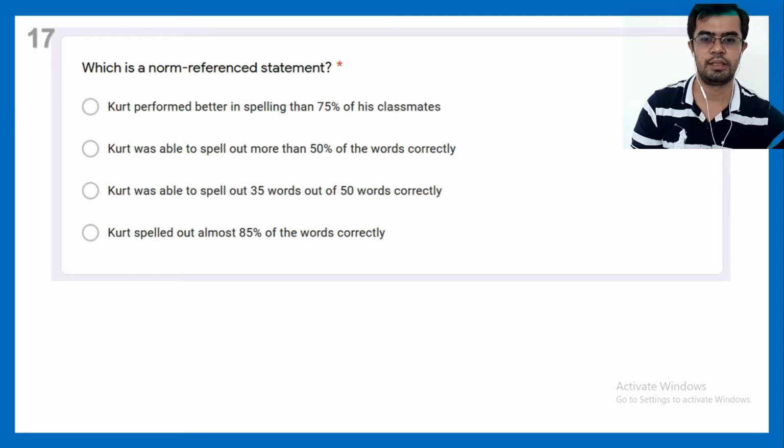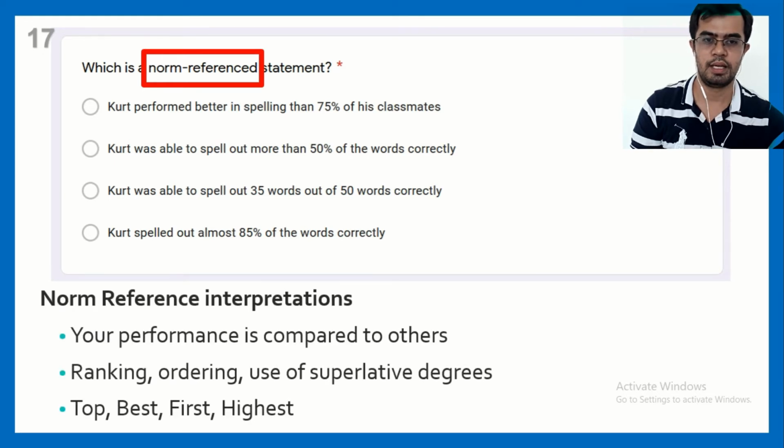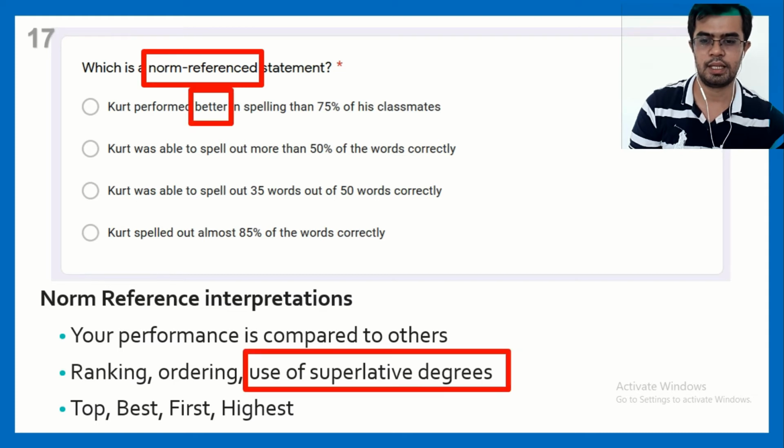Number 17. Which is a norm reference statement? Our keyword is norm reference. Let us recall that norm reference means your score or performance will be compared to others, and it involves ranking, ordering, or making use of superlative degrees. Examples might include top, best, first, and highest. Based on the options, our answer is letter A because of the word better, which is an example of superlative degree.